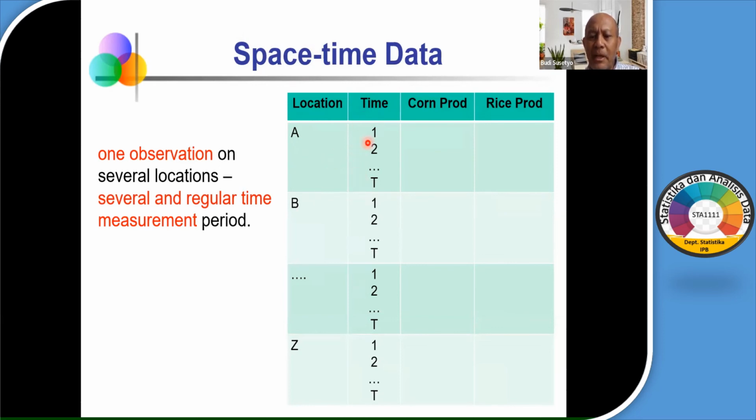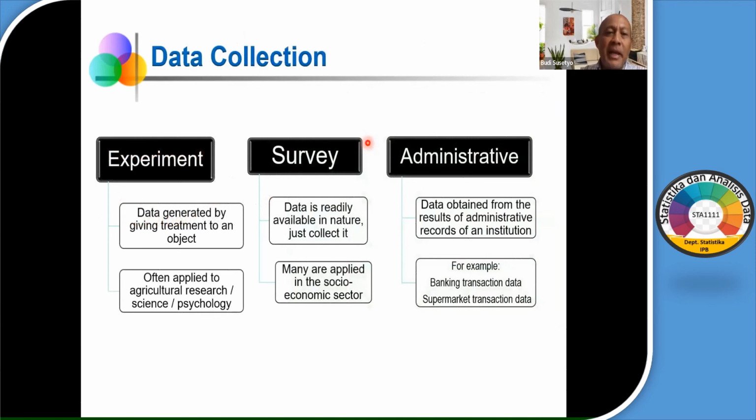Okay. So the next one is about data collection. How do you collect the data? In statistics, there are three kinds of methods for collecting data. You can collect the data through an experiment. You can also collect the data through a survey. The other one is collecting the data through administrative sources. What is the difference between the three methods?